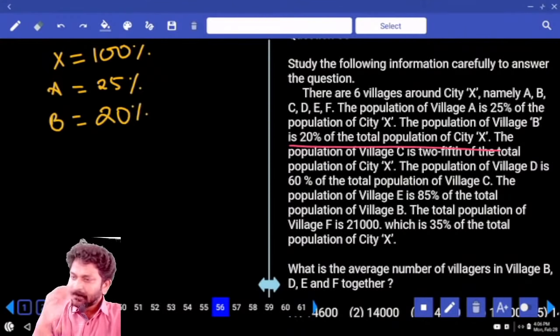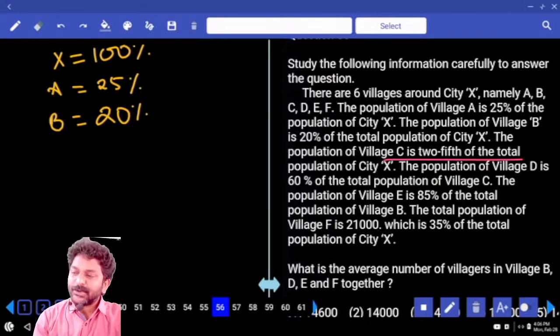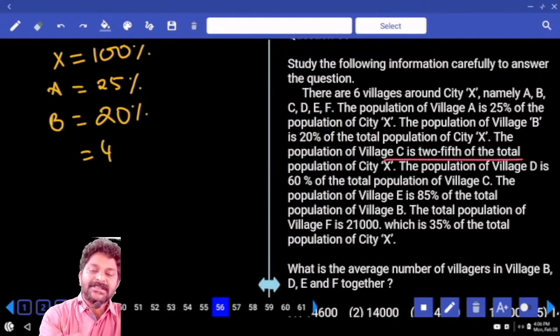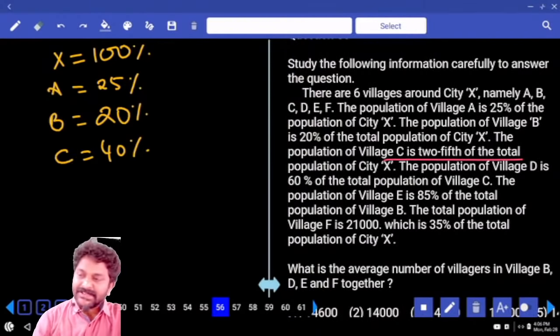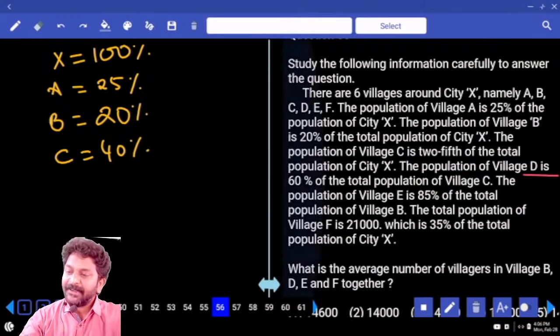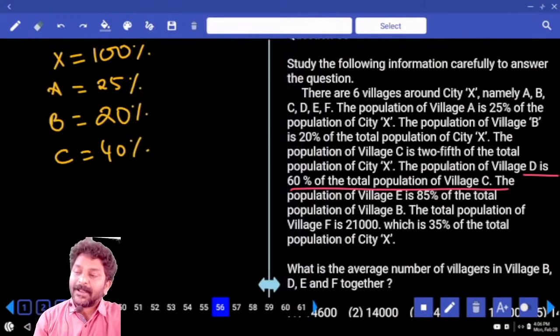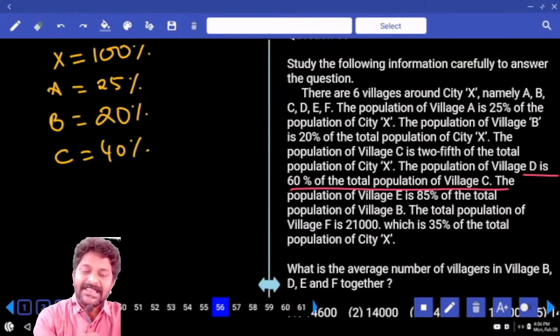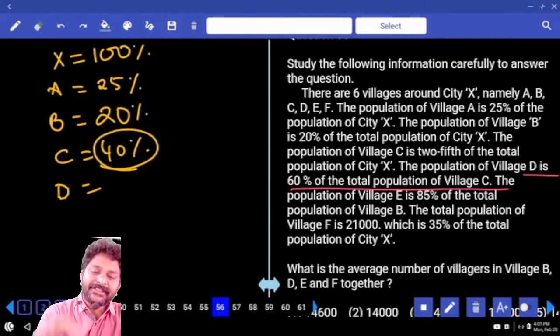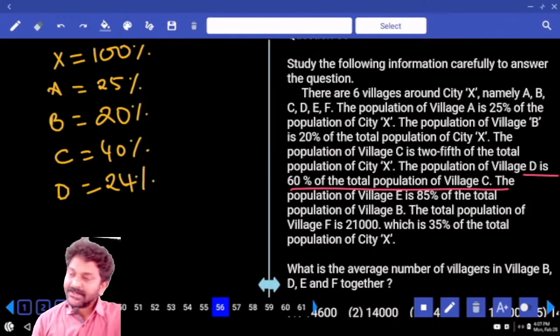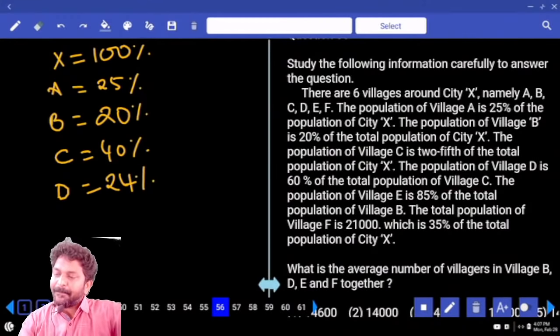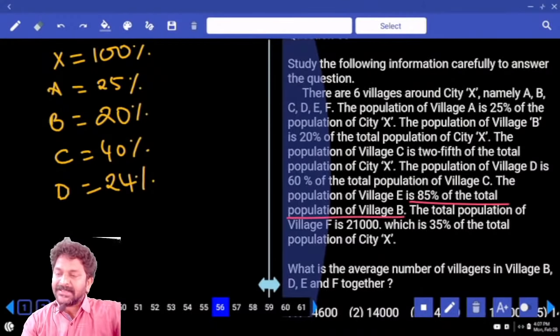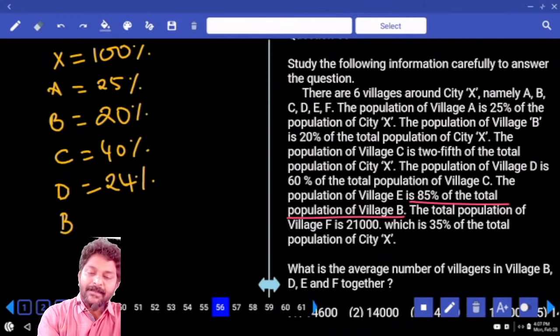Next, village C population is 2/5. Can we take 2/5 as 40%? C population is 40%. Population of D is 60% of total population of village C. 60% of this, how much is that? 24%. Next, village E population is 85% of village B.